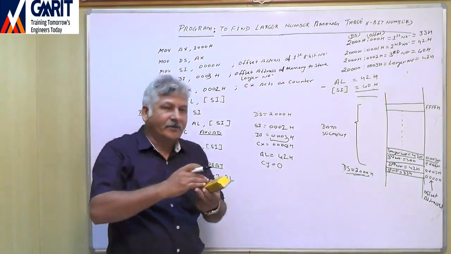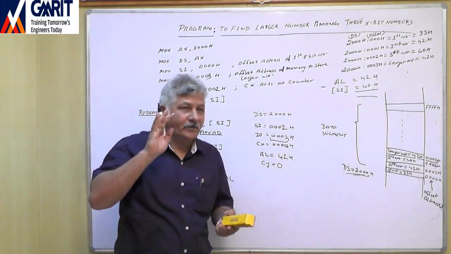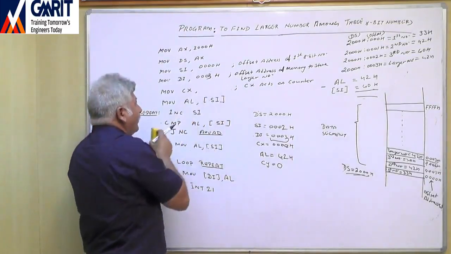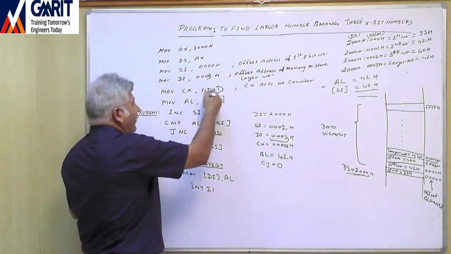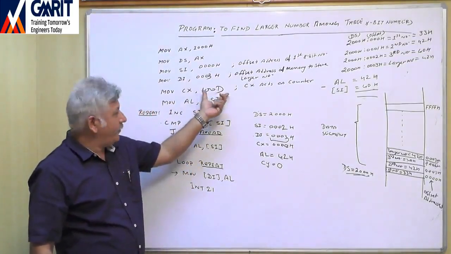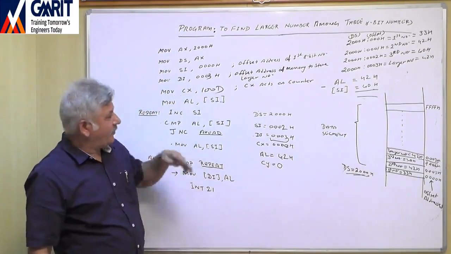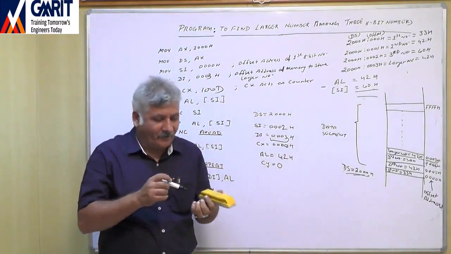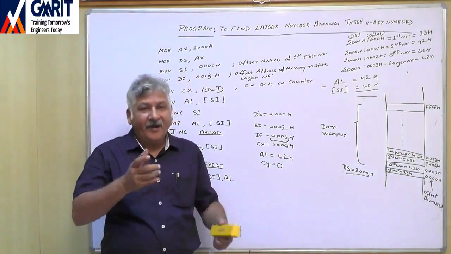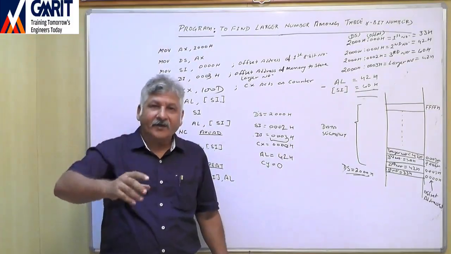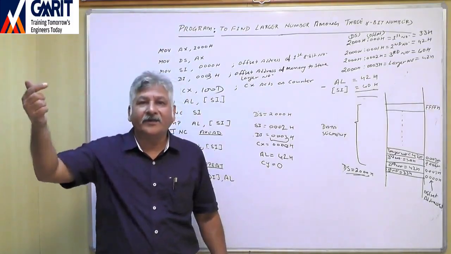Now suppose we have a series of 100 numbers, then simply change only this counter. Right here, 100D. The equivalent hexadecimal value of 100 calculated and loaded in CX. Same program will find out the larger number. See, in computer we have the Excel sheet. And in the Excel sheet there are various data. From the various data we can find out which number is larger.